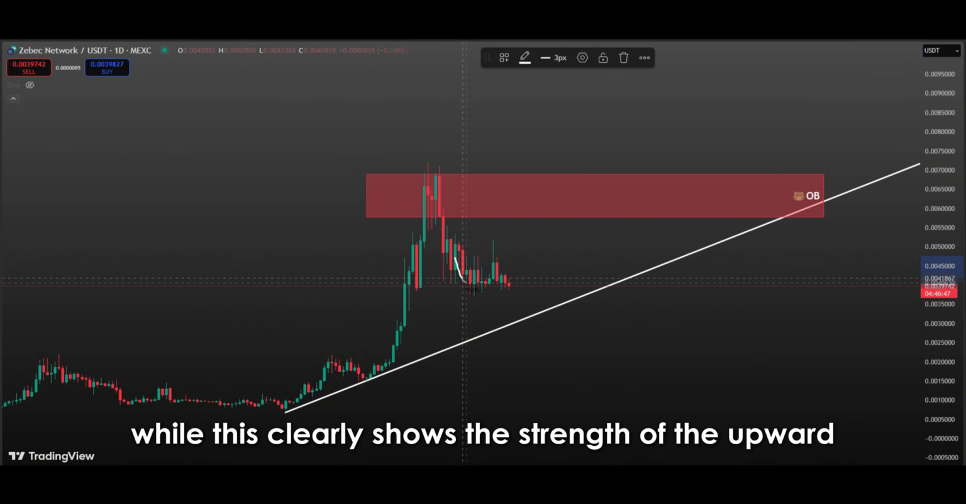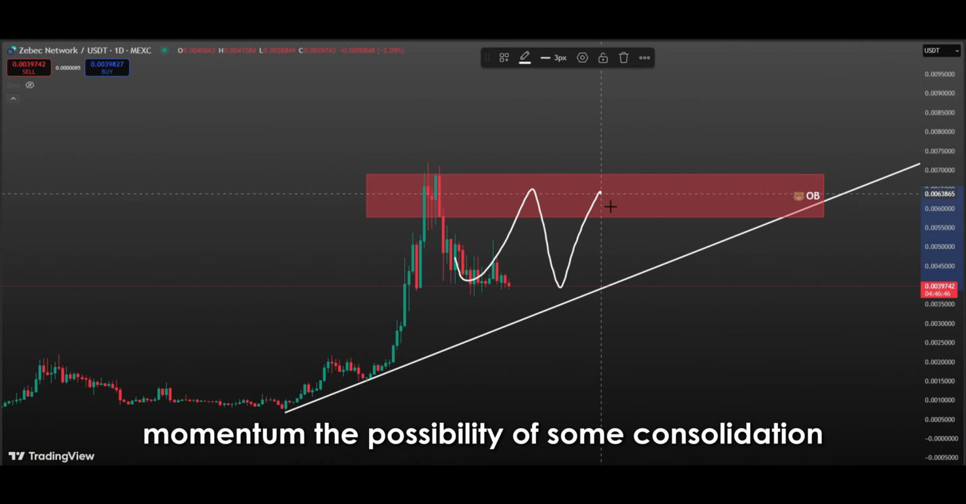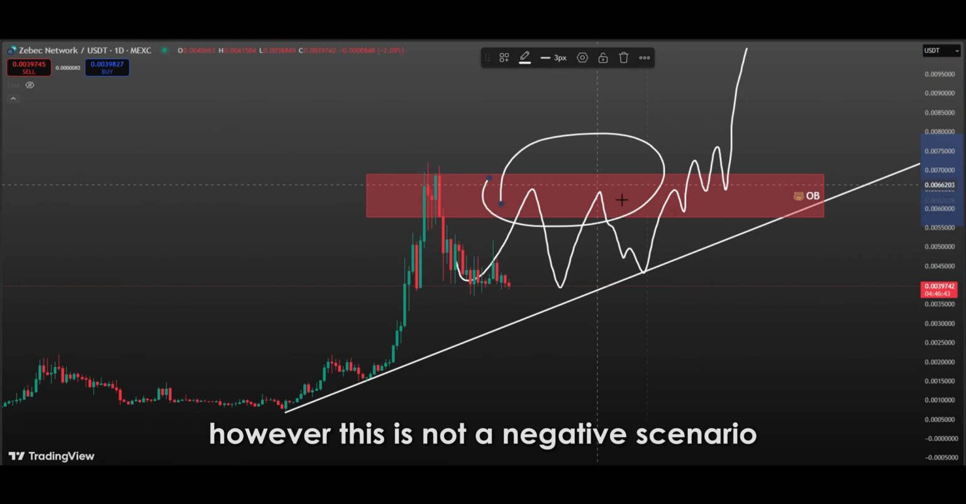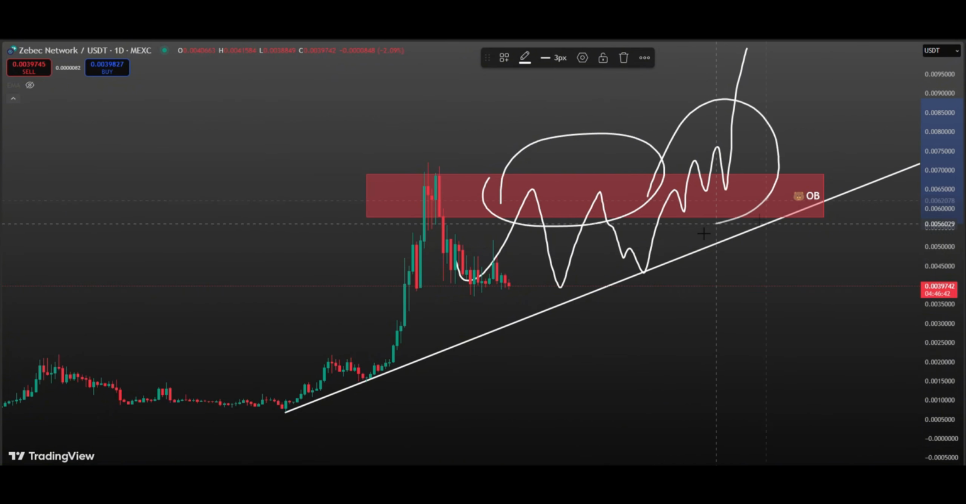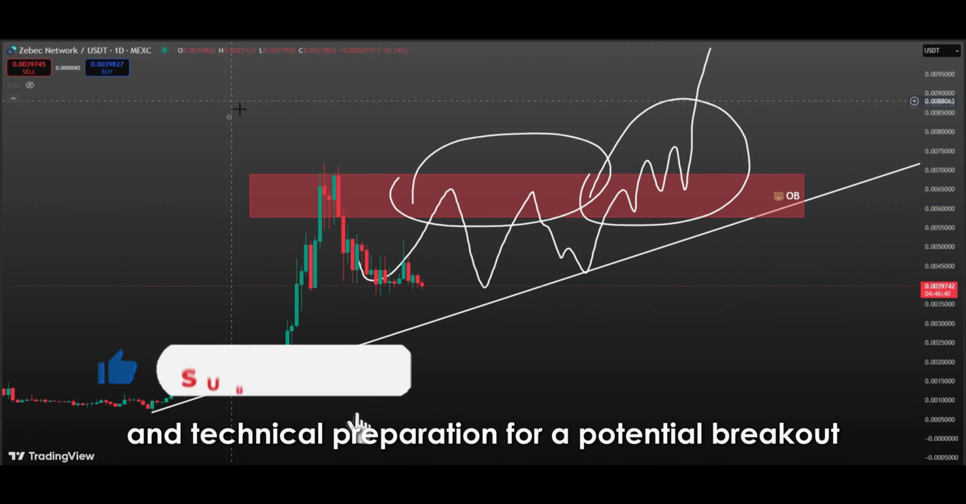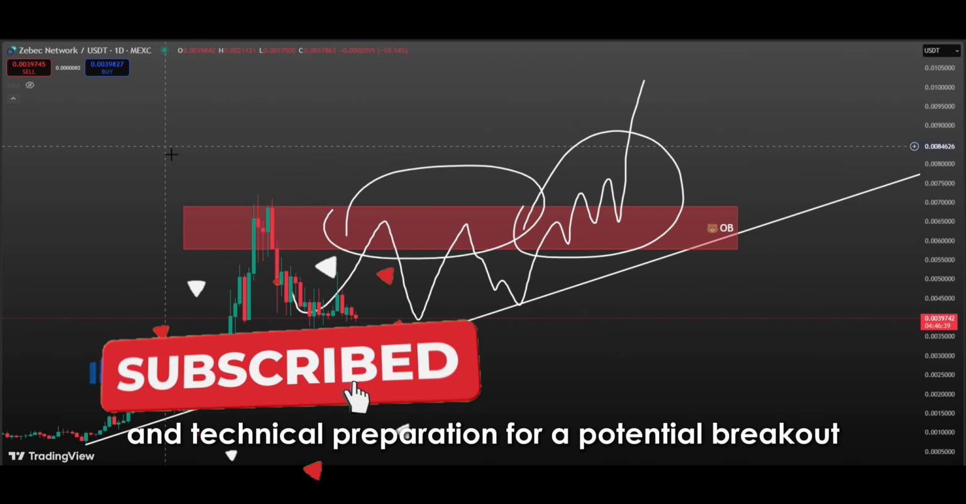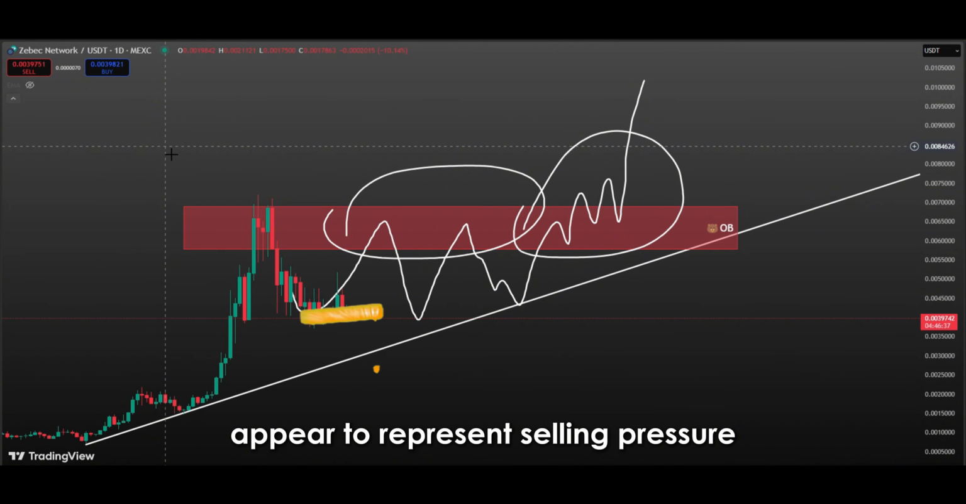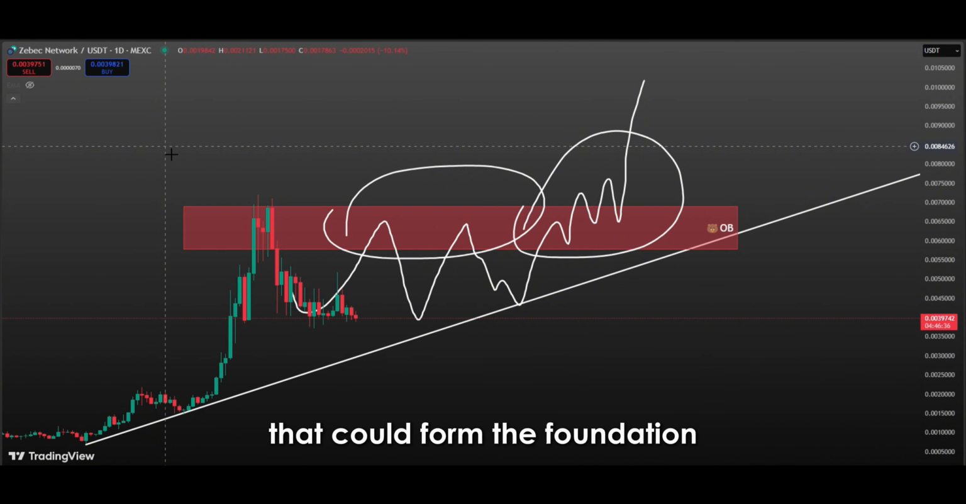While this clearly shows the strength of the upward momentum, the possibility of some consolidation or sideways movement at this level should also be considered. However, this is not a negative scenario. On the contrary, it is a period of gathering strength and psychological and technical preparation for a potential breakout. Although bearish order blocks appear to represent selling pressure, they are actually critical zones that could form the foundation for the next leg of an uptrend.